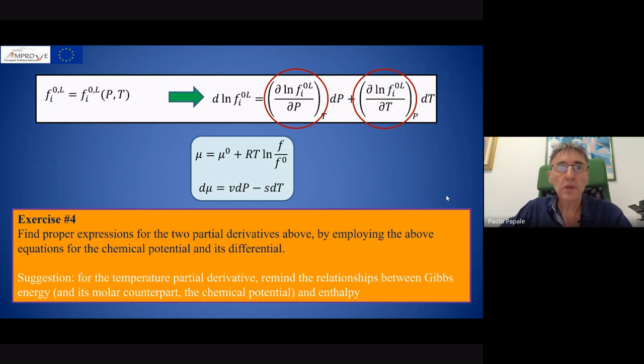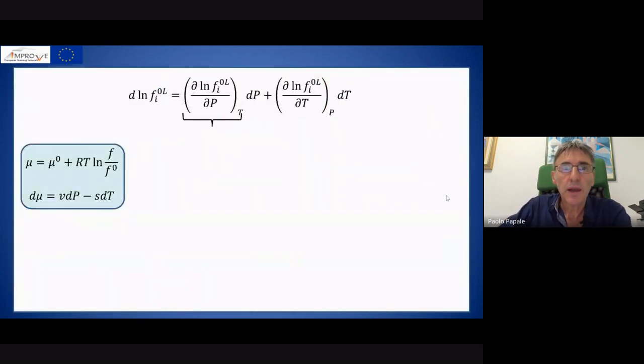Okay, here we go. Let's consider the two pressure and temperature terms separately. And let's start with the pressure term. Here, I am writing again the two basic relationships for chemical potential and for its differential that I anticipated we need in order to proceed.